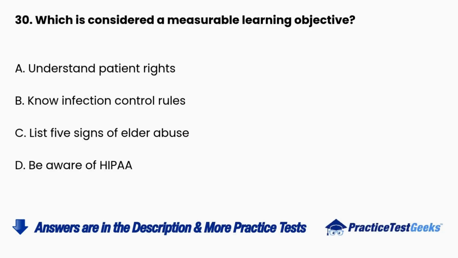30. Which is considered a measurable learning objective? A. Understand patient rights. B. Know infection control rules. C. List 5 signs of elder abuse. D. Be aware of HIPAA.